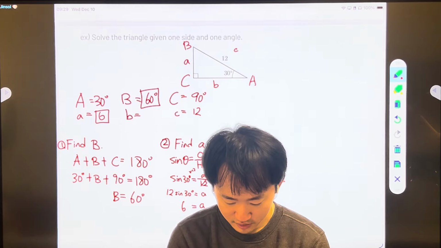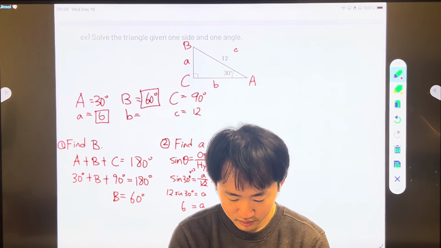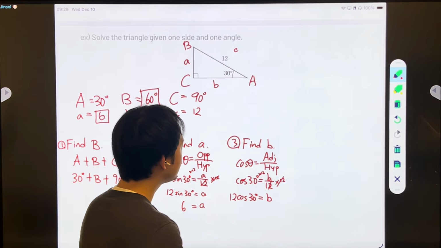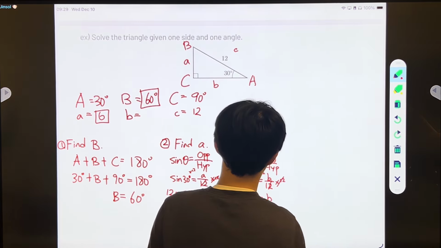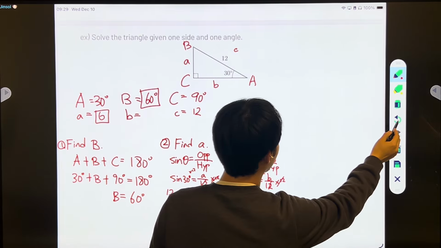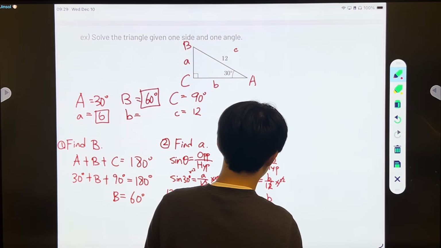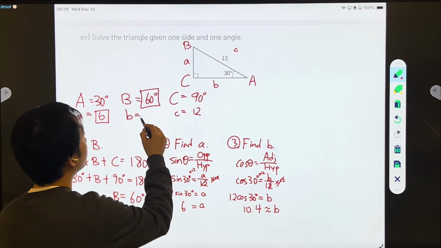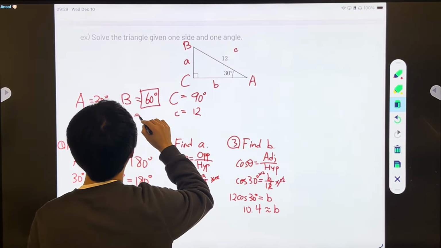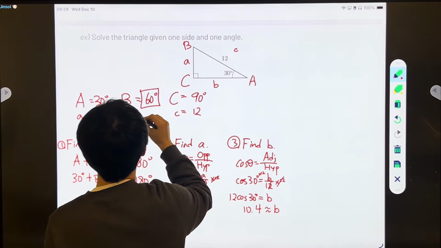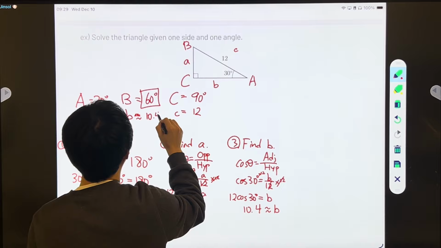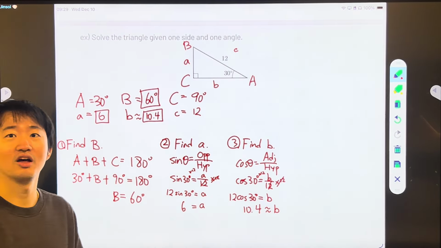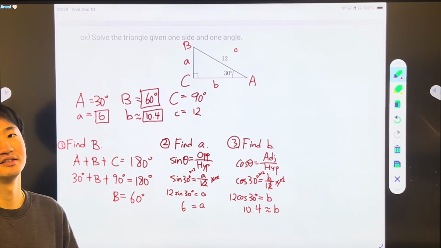And let's use a calculator. 12 cosine of 30 degrees is approximately 10.4. So let's write it down, approximately 10.4 for b. And let's put a box around it. And yay, I found all three angles and all three sides.